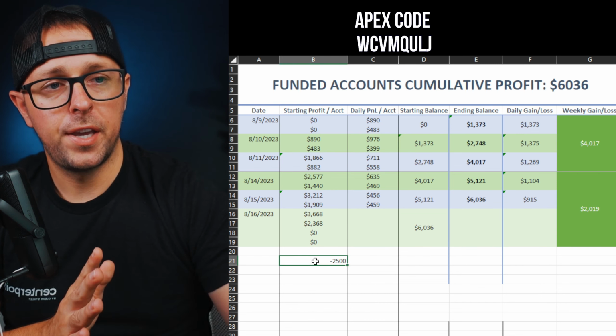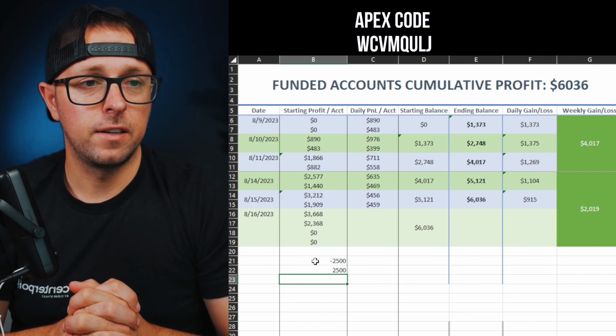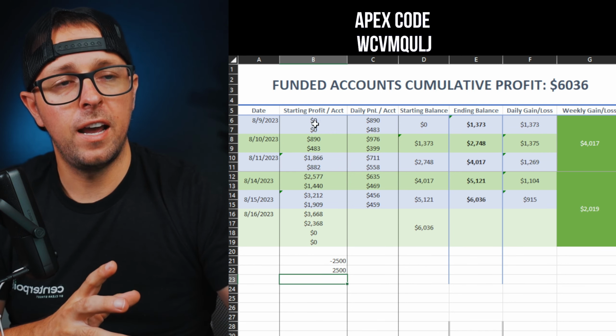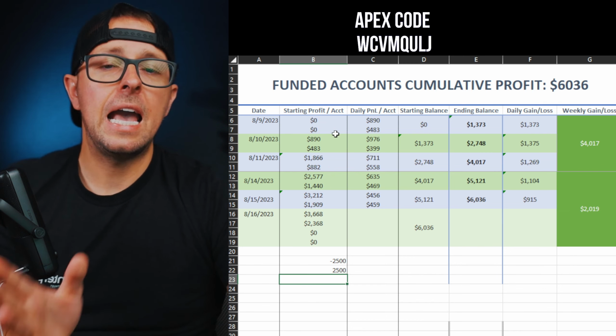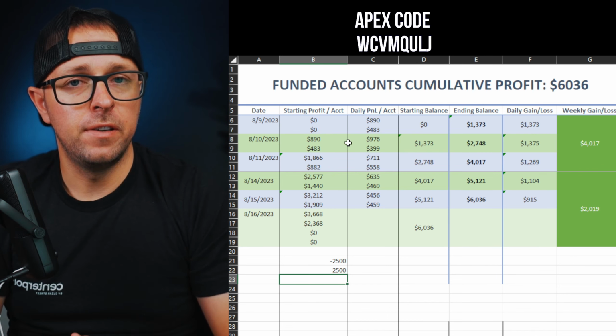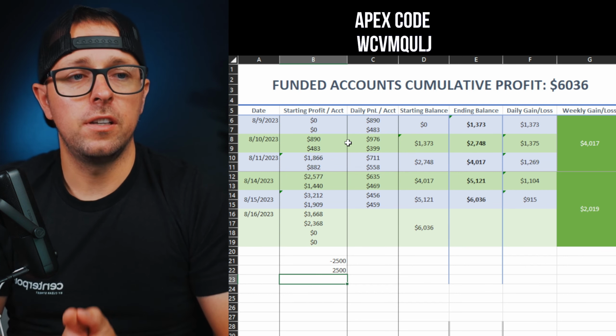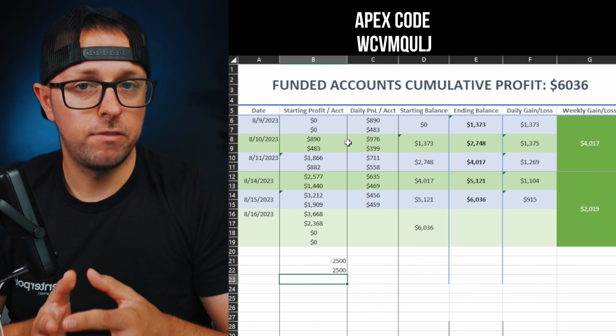Then you start a new account and then you are up $2,500 on that account, the second account. So here you would have a $2,500 loss and a $2,500 gain. Therefore, it would say that you are break even on your accounts. But that's not the case. You are actually up $2,500 on a fresh account.